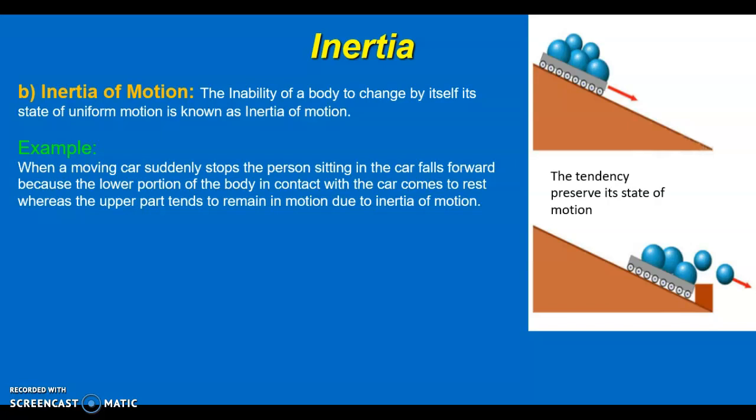When it starts from rest, this is an example of inertia of rest. When it is moving and then tends to stop, this is an example of inertia of motion. So the point is whether the initial state was rest or a state of motion, and that's it. Okay, but the principle is the same. The inertia of the body tends to retain its initial state.